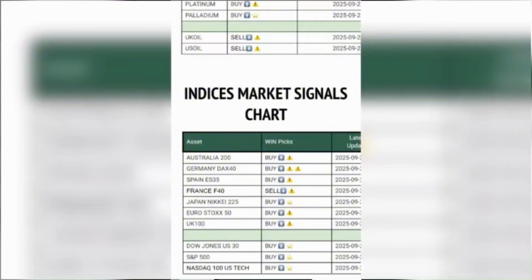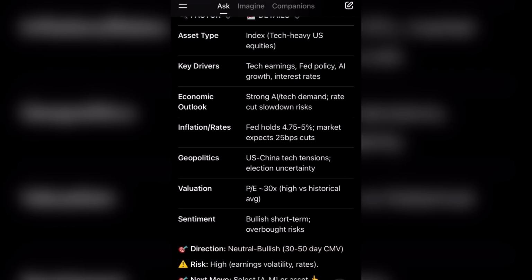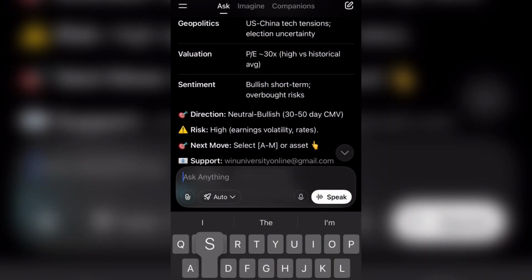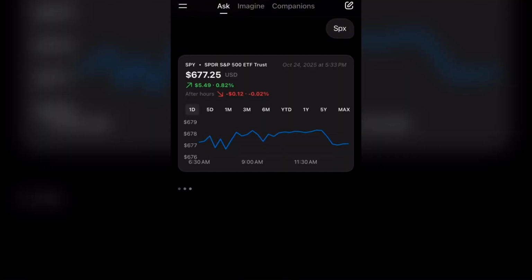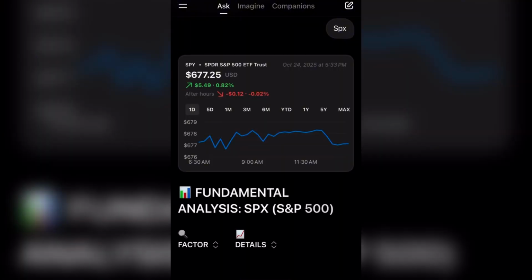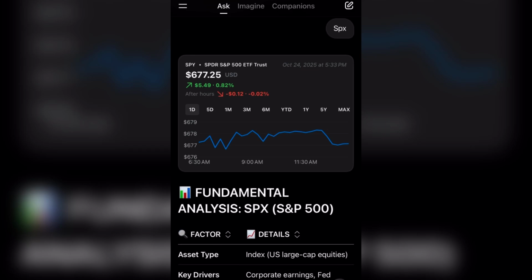All right. But let's look at the S&P 500. I just put SPX, and it should know what that is, hopefully. Okay. Oh, look. Awesome. It even gave me a little snapshot. That's awesome. I like that. All right.